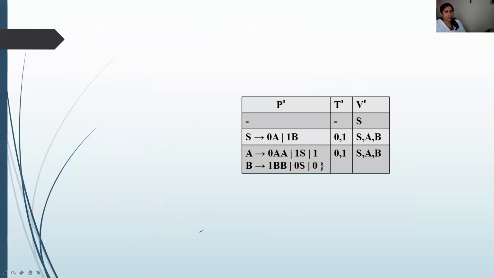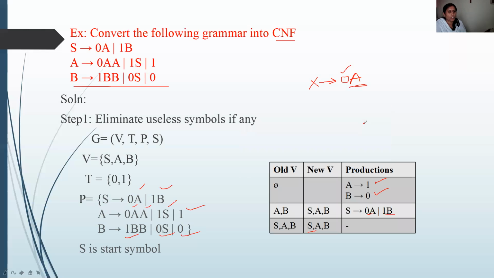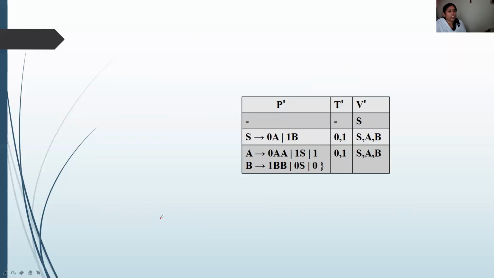In the next step, we check which variables are reachable. What are the reachable variables? If from the start symbol we are able to reach a particular variable, then we call that reachable. So here, we start with S, that is the starting production. S produces 0A, 1B. So from S, I can reach A, and I can even reach B. So include both these productions.